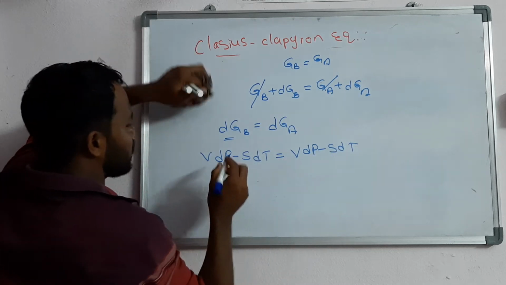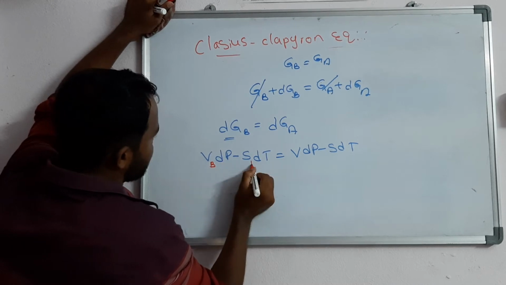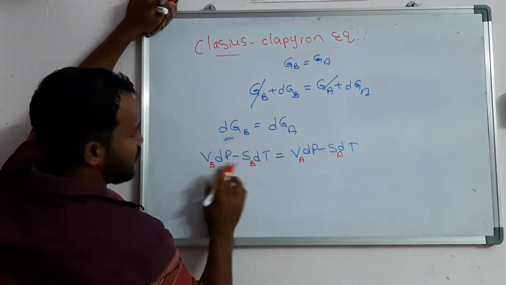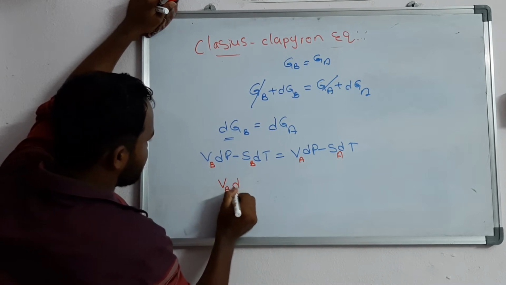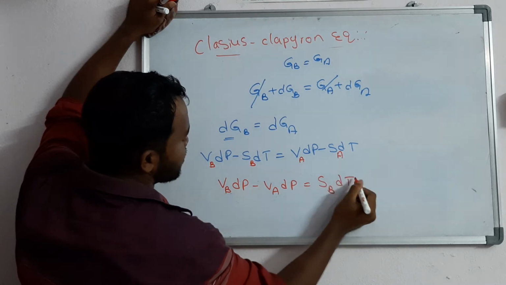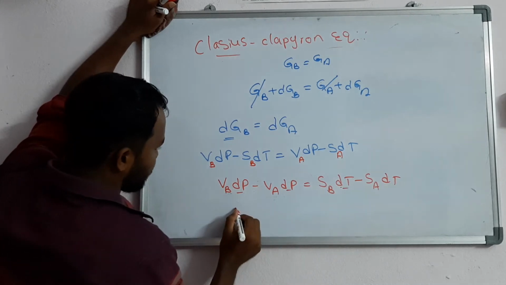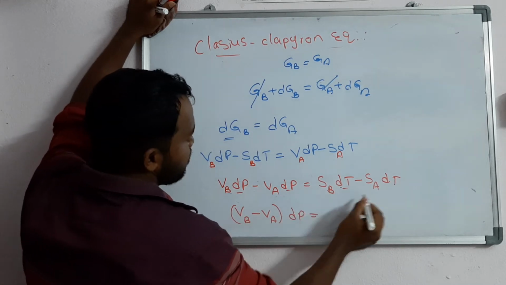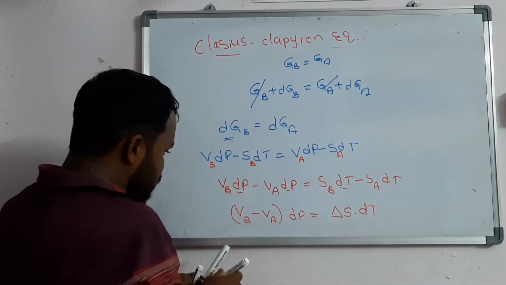VdP minus SdT means, here B terms and A terms are there. So you can take VdP and S for B and A. The B terms come this side, next the A terms. The V terms come this side: VB into dP minus VA into dP, next SB into dT minus SA into dT. I am taking dP common, next dT common. What will I get? VB minus VA into dP is equal to SB minus SA, the change in entropy, which can be written as delta S into dT.